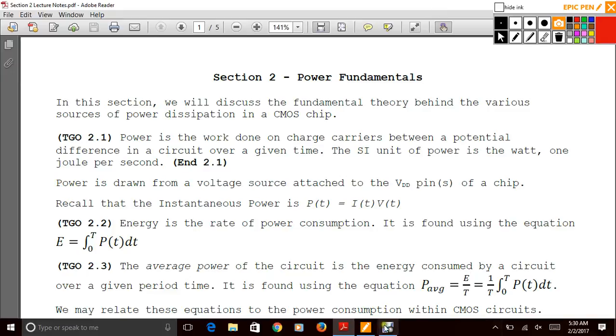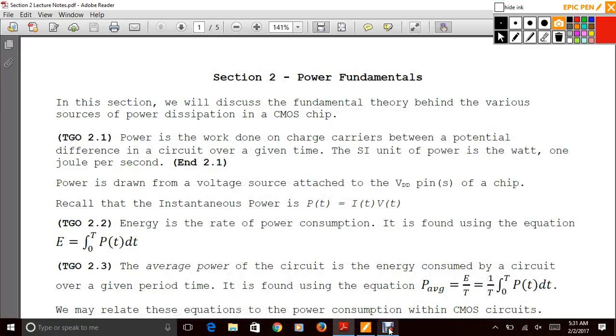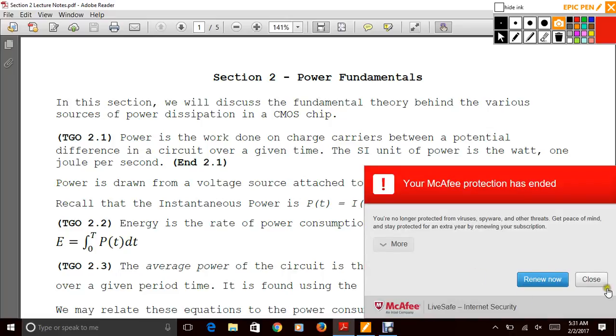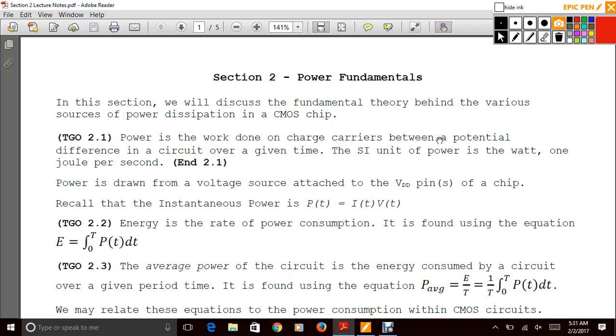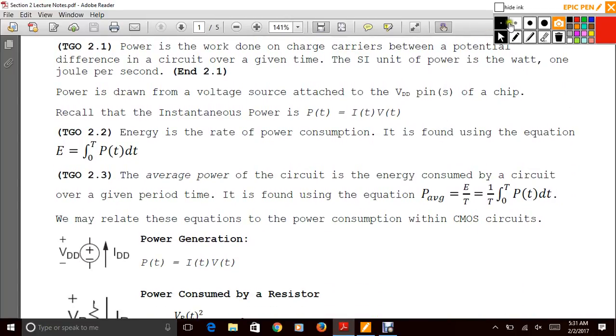So what we're going to do is we are going to learn about power. So what is power? We define it formally as the work done on charge carriers between a potential difference in a circuit over a given time. The SI unit of power is the watt, or the joule per second. Power is drawn from a voltage source attached to VDD pins on a chip. So this kind of makes sense.